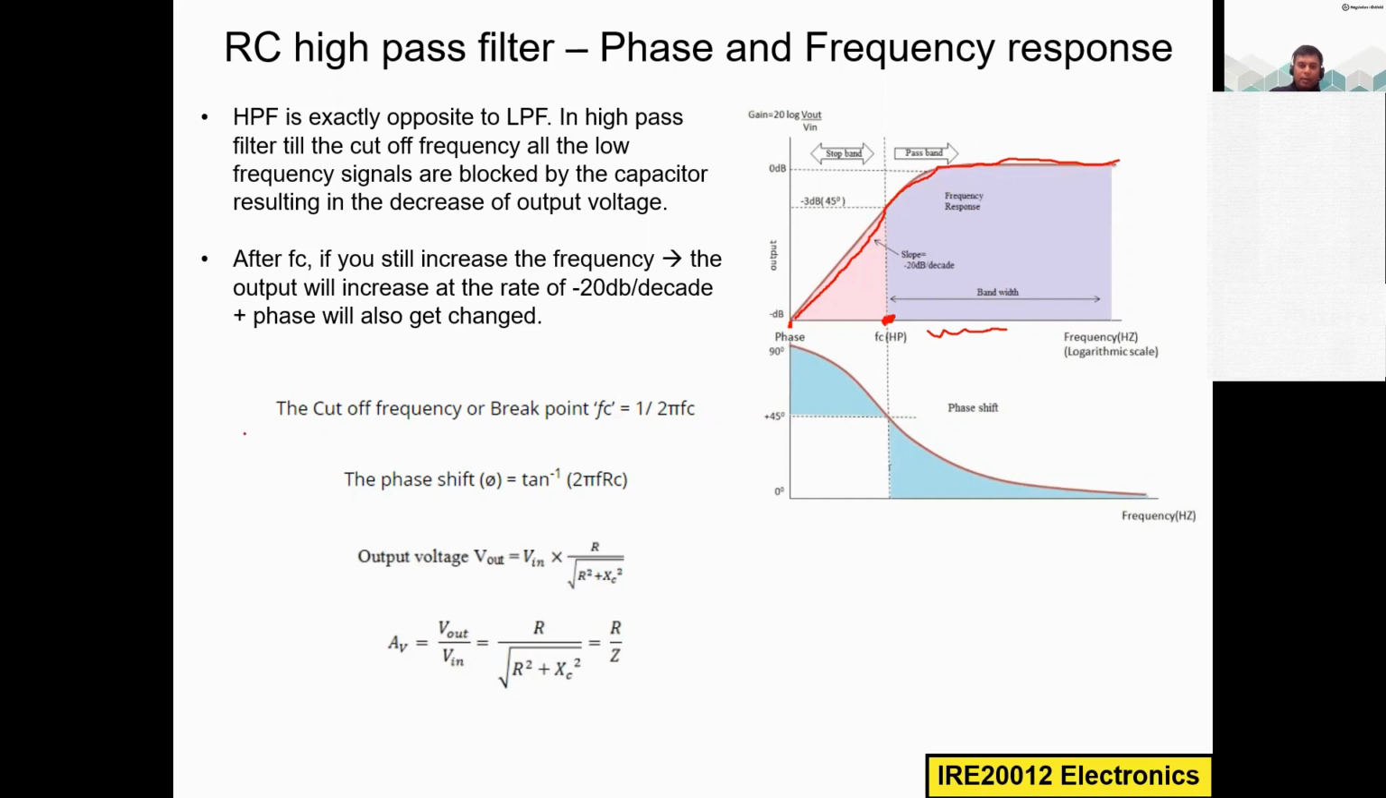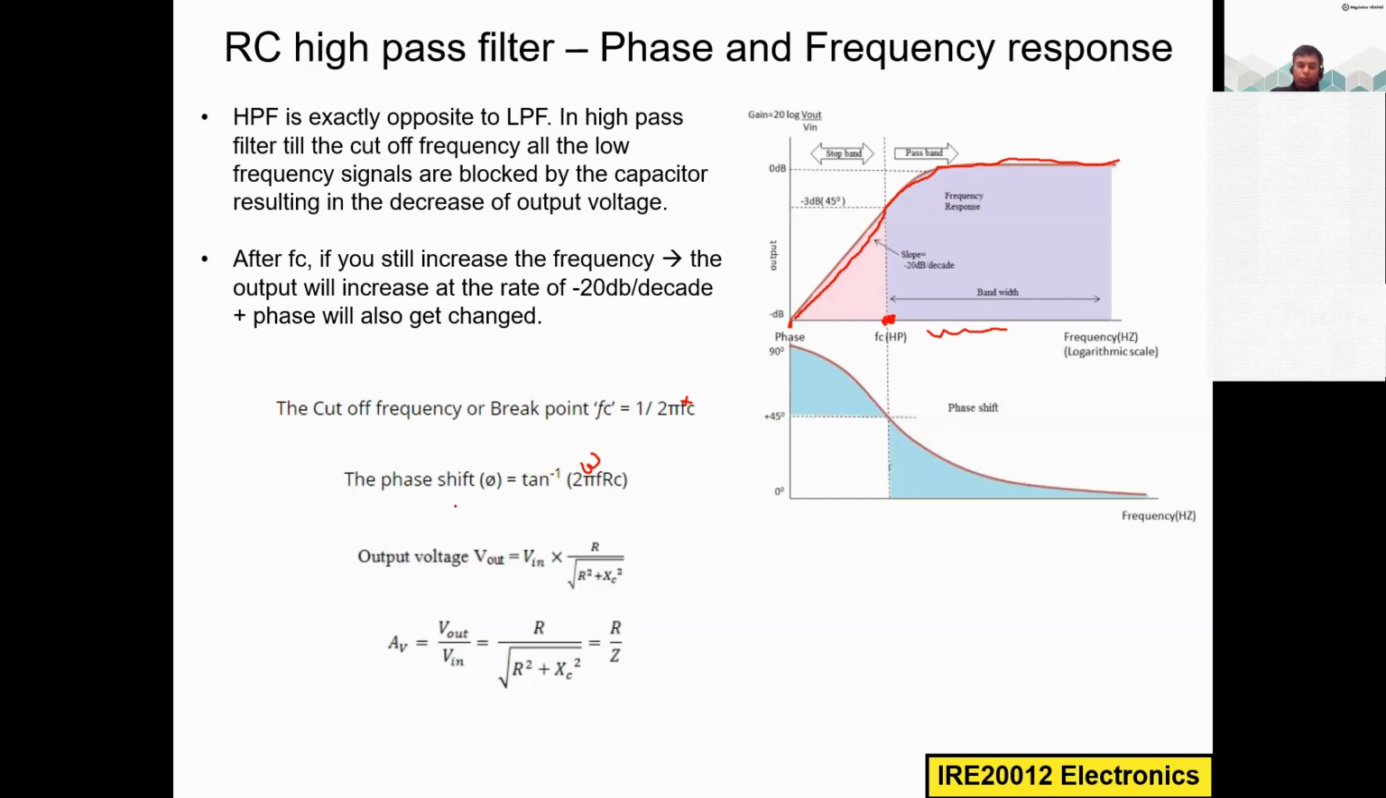Here are the formulas. Try to remember the cutoff frequency or breakpoint. From here, there is a rapid change. FC is equal to 1 divided by 2 pi RC. Sorry, this is 2 pi RC, the cutoff frequency. And the phase shift phi is equal to tan inverse of 2 pi f RC. 2 pi f is nothing but omega, so omega RC. The formula is also similar to the low pass filter.